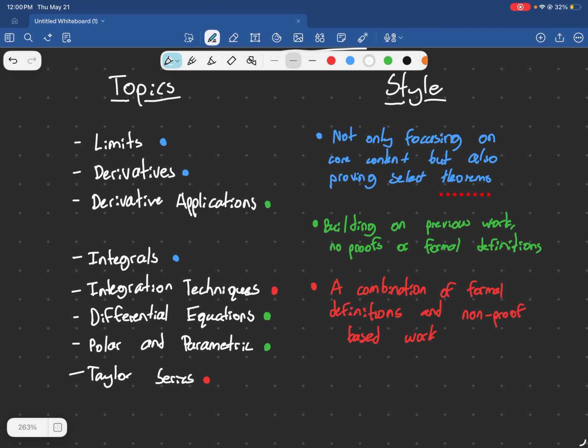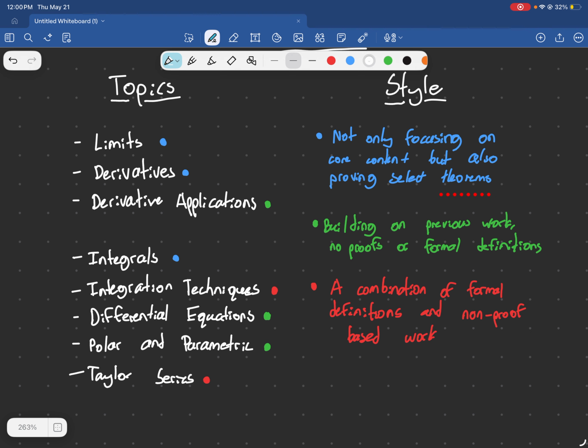From there, we're going to move to integral calculus and talk about the definition of an integral with a Riemann sum. We'll look at integration techniques and applications. We're going to move to separable differential equations, and then from there we'll talk about polar and parametric calculus. Finally, we'll end off the series by talking about Taylor series.